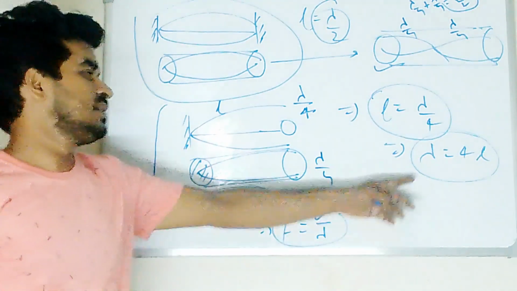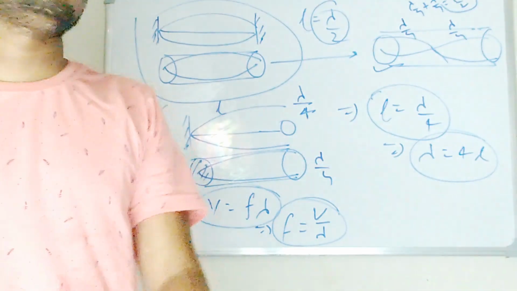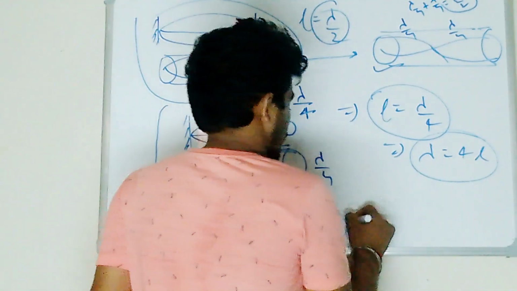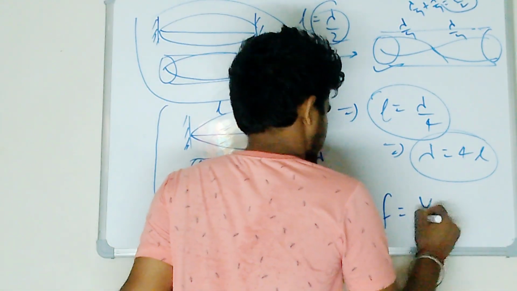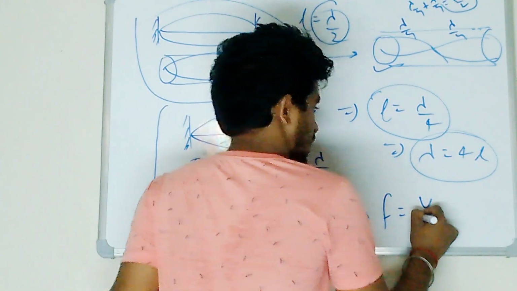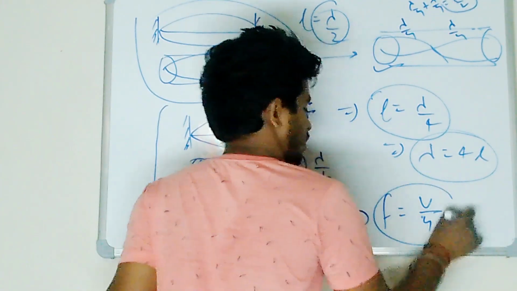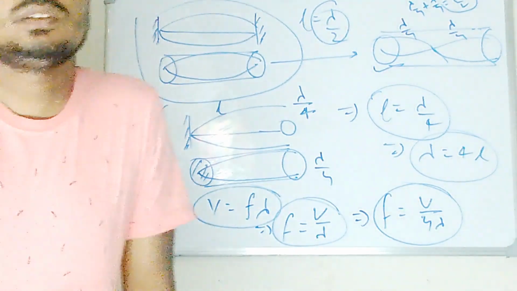Now I will replace lambda with 4L. So the relation will be f equals v divided by lambda, and lambda is 4L, so f equals v divided by 4L. This is the frequency.